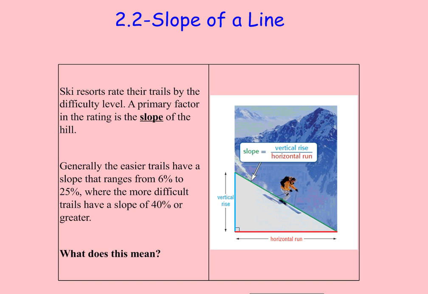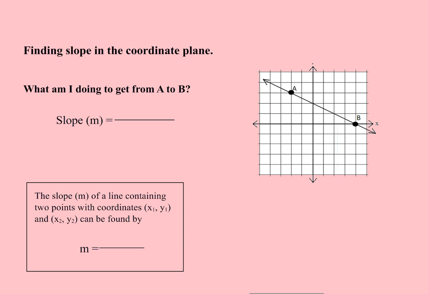Now ski resorts rate their trails by the difficulty level. One of the big ways they measure that is with slope. So the easier trails have a slope that ranges from 6% to 25%, where the tougher ones have a slope of 40% or greater. So what does this mean? What this means is that the steeper the slope, the more dangerous the ski hill is.